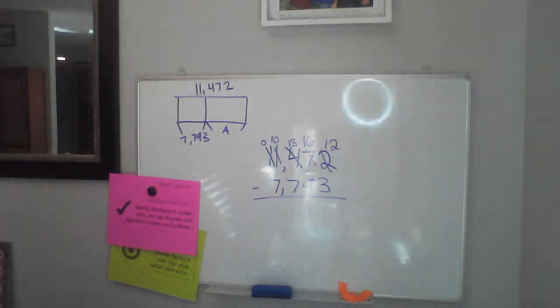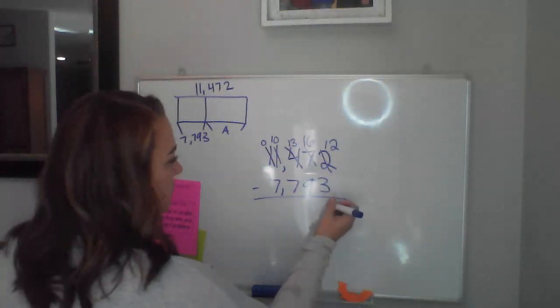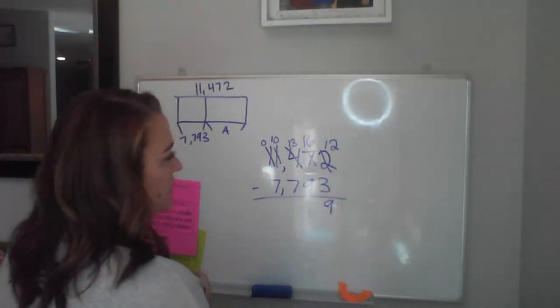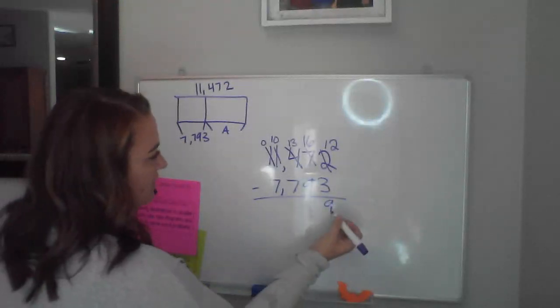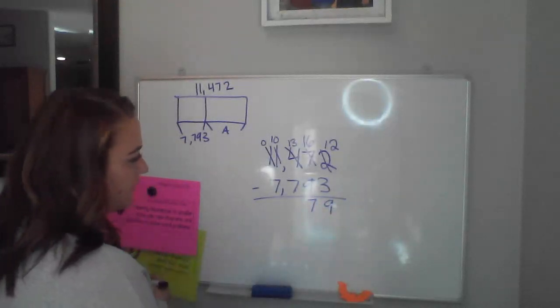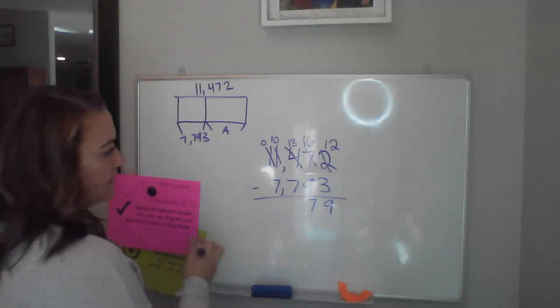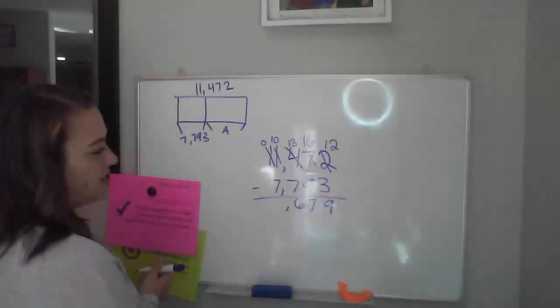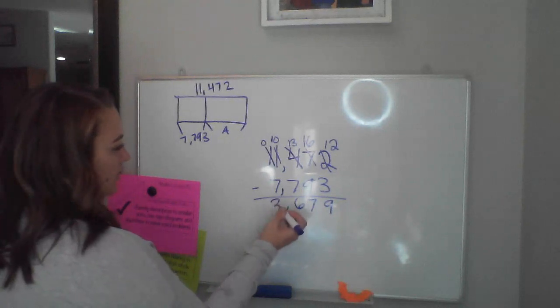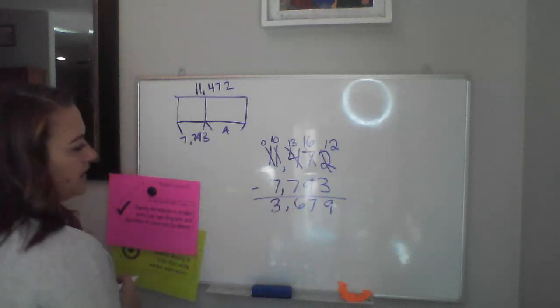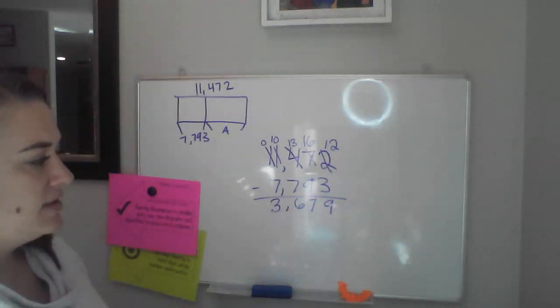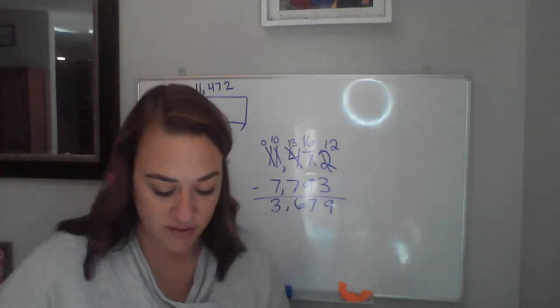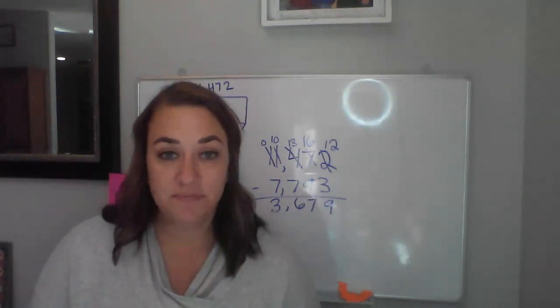Now we are set up. We can subtract. So 12 minus 3 leaves us with 9. 16 minus 9, 7. 13 minus 7, 6. 10 minus 7 is 3. So they have 3,679 miles left to travel.